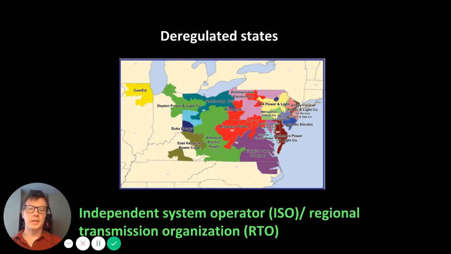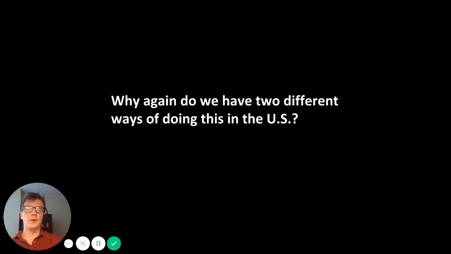In deregulated states, we have independent system operators, or ISOs, and regional transmission organizations, or RTOs. They're really in charge of the long-term system planning and day-to-day operations of the grid, even though they don't own the physical assets. So why, again, do we have two different ways of doing this in the United States?